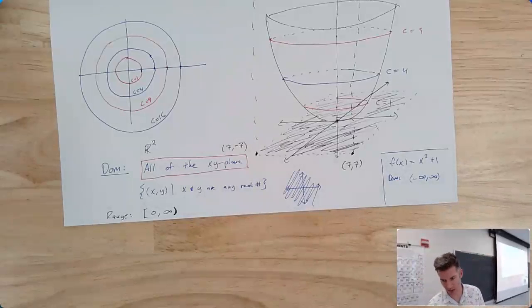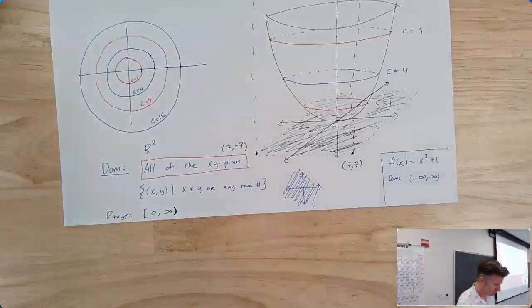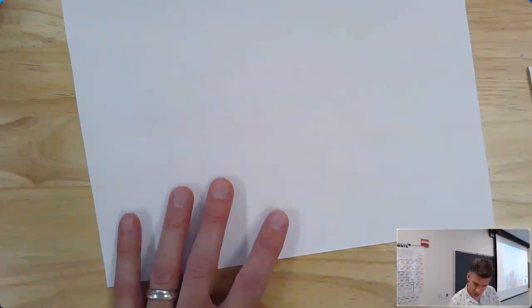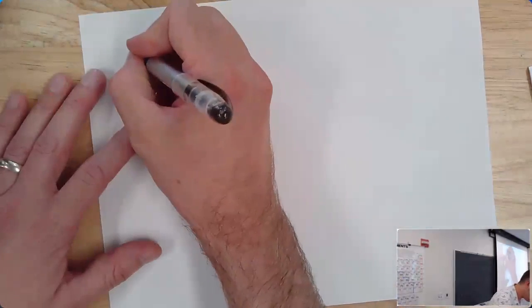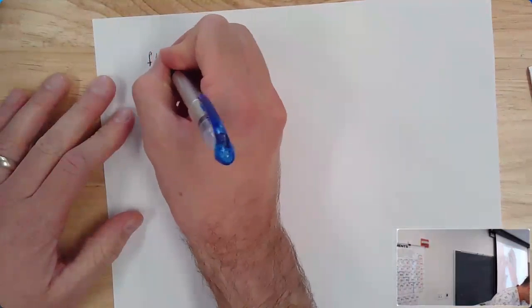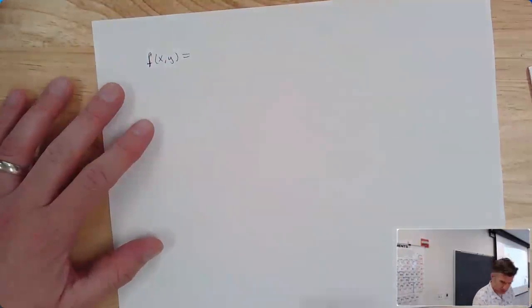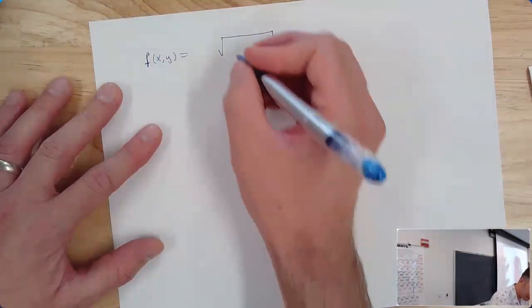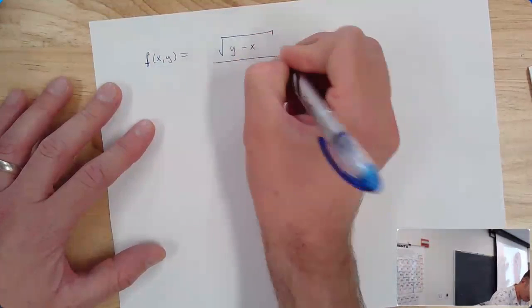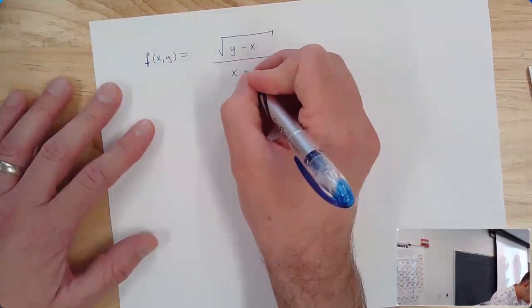Okay. Let's see what else is on my agenda here. Oh, yeah, we should do one of those. Let's look at one or two more of these, and then we will move on to something else. Sure, let's look at this. Let's look at the function f of x, y equal to the square root of y minus x over x plus 2.